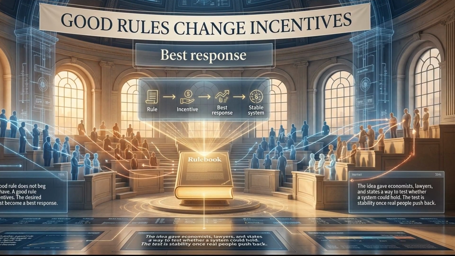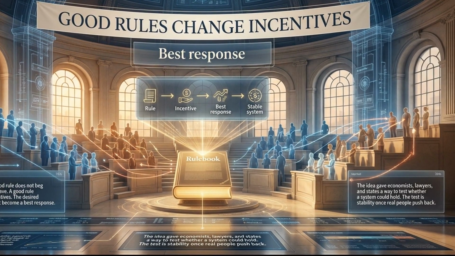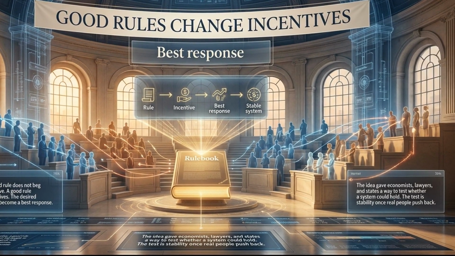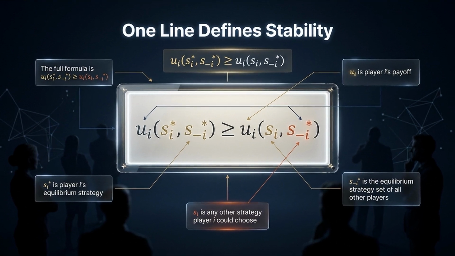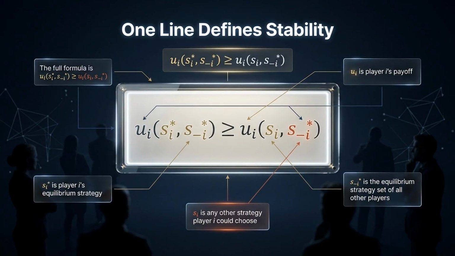The practical use is simple. When you face a strategic problem, stop asking only what you want. Ask what everyone can keep doing after everyone else reacts. That is the Nash habit.